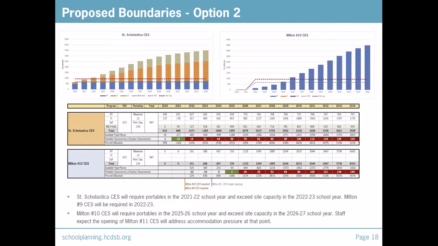In option number 2, St. Scholastica will require portables in the 2021-22 school year and exceed site capacity the following year. Milton number 9 will be required by the 2022-23 school year. The Milton Catholic Elementary Boundary Review to accommodate French immersion expansion that is currently underway will help alleviate some enrollment pressures at St. Scholastica. Milton number 10 will require portables in the 2025-26 school year and exceed site capacity in the 2026-27 school year. Again, staff expect the opening of Milton number 11 to address accommodation pressures at that point.